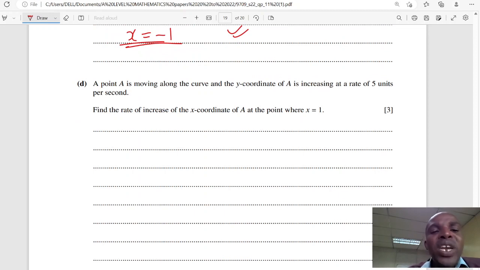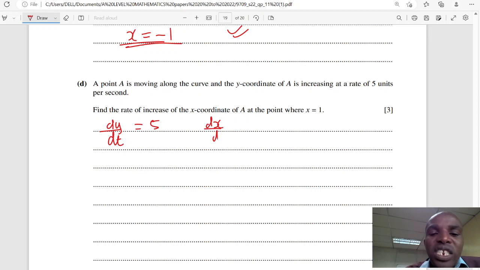The next part, a point A is moving along the curve, and the y-coordinate of A is increasing at a rate of 5 units per second. They said a point A is moving along the curve. And the y-coordinate of A, that is dy over dt, is increasing at a rate of 5 units per second. It's a constant rate, right? Then find the rate of increase of the x-coordinate when x equals 1.